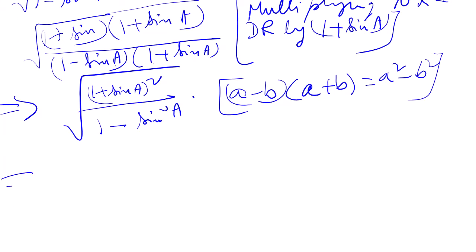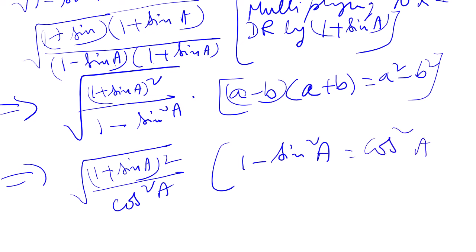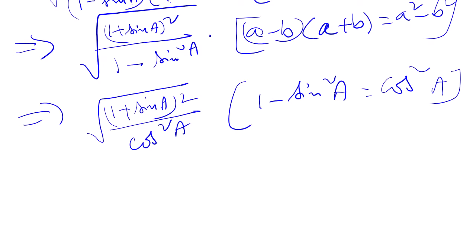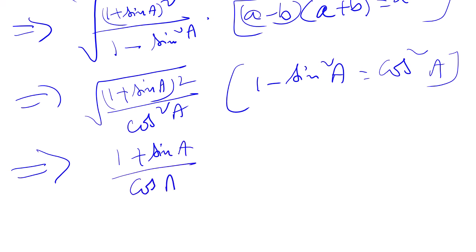Then this implies square root of 1 plus sin A whole square upon 1 minus sin square A, which is cos square A, because cos square A plus sin square A is 1. So from that we got, under square root, 1 plus sin A upon cos A.